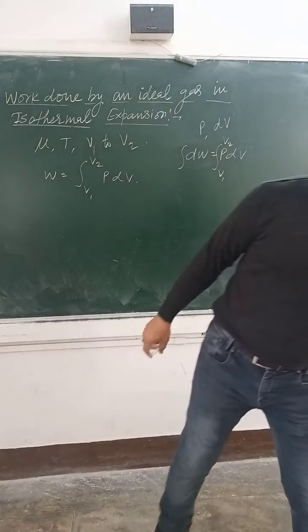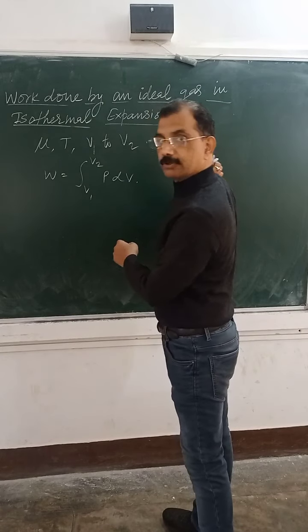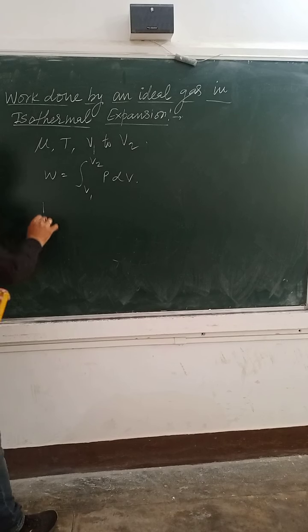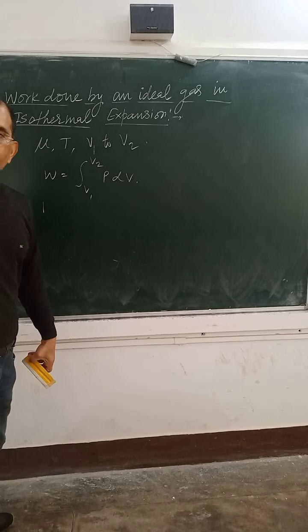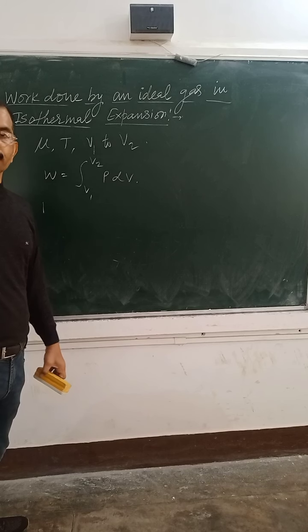And you know, the isothermal process obeys Boyle's law. Since the isothermal process obeys Boyle's law, and you know Boyle's law, PV is equal to constant, or you can say P1 V1 is equal to P2 V2.